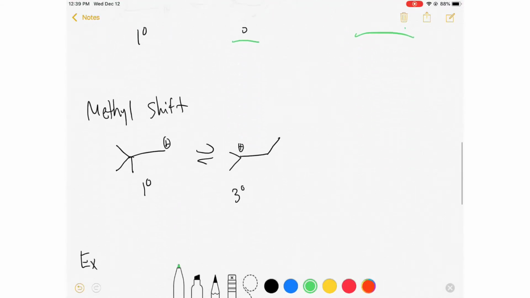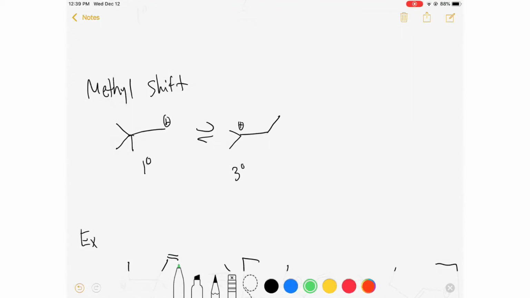We could also use a methyl shift, which is very similar to a hydride shift. In this case, we have a carbocation, again primary, but we could move a methyl group to this side, and now the carbocation is tertiary.